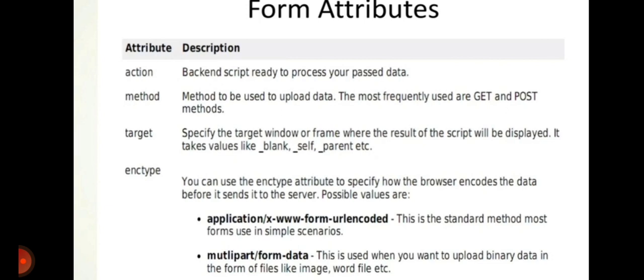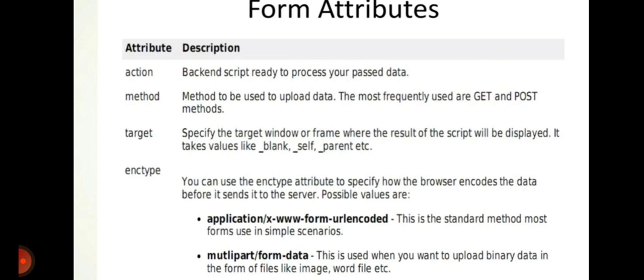Form attributes. First one is action: the backend script ready to process your passed data. Second one is method: the method to be used to upload data. The most frequently used are get and post methods. Third one is target: specify the target window or frame where the result of the script will be displayed. It takes values like blank, self, parent, etc.